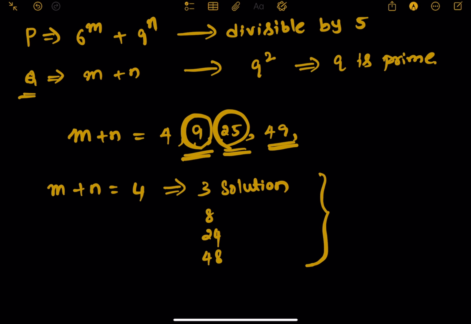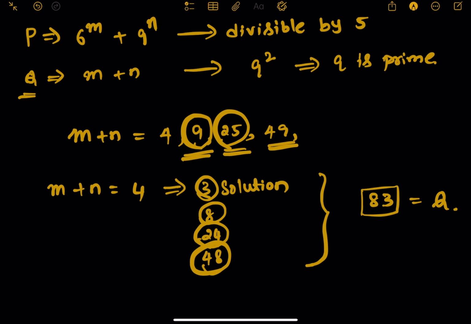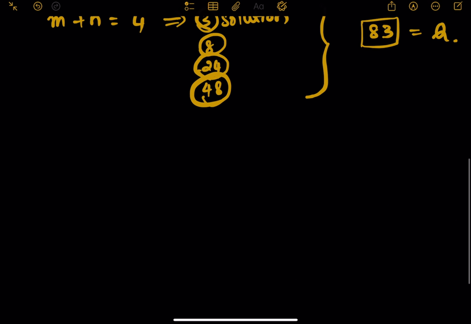So total, 48, 72, 80, 83 solutions. So your q is 83. Now we have to find out the value of p. It is given that 6 to the power m plus 9 to the power n is divisible by 5.